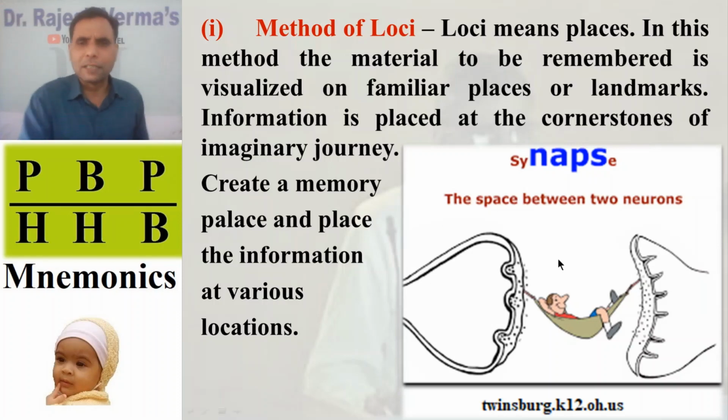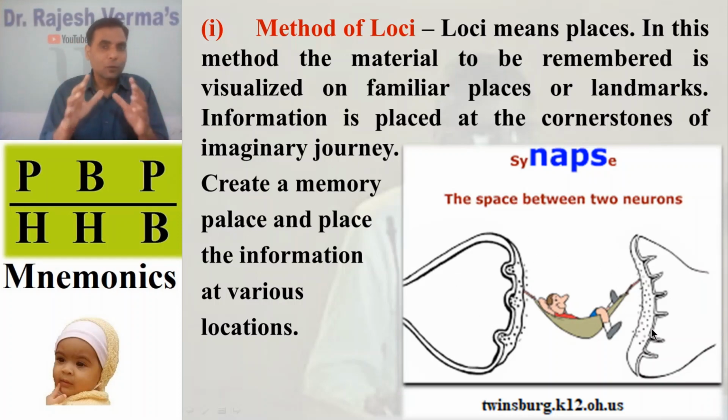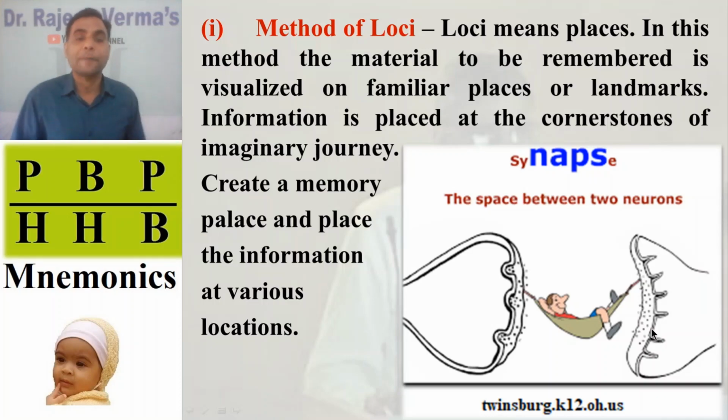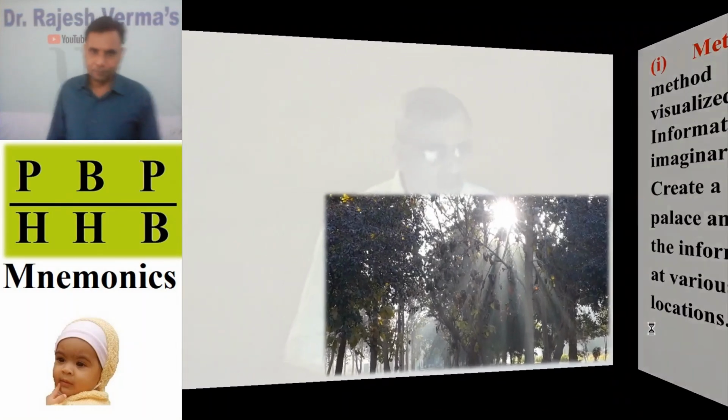Take this example here, synapse. Synapse, hence the word naps. This means taking a nap between the two parts of the neurons. The space between the two neurons we call a synapse. So how to remember the synapse? Out of that word you take only the four letters, naps. So that is the space between the two neurons. This is the technique, or you call it a method of loci.